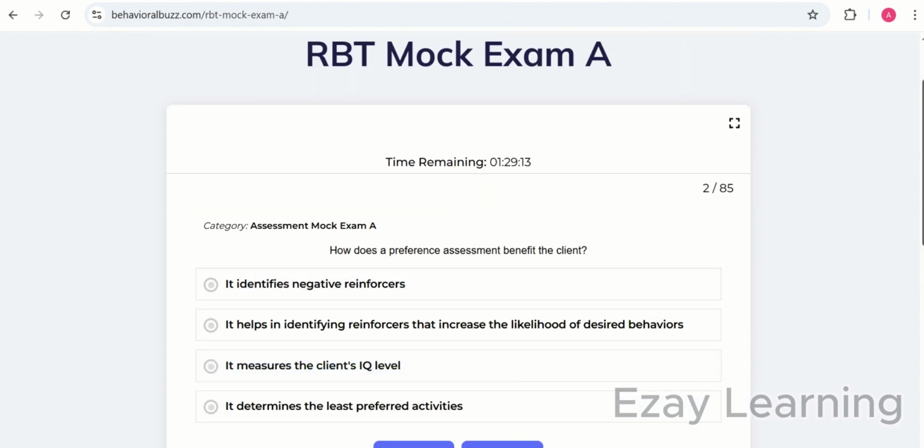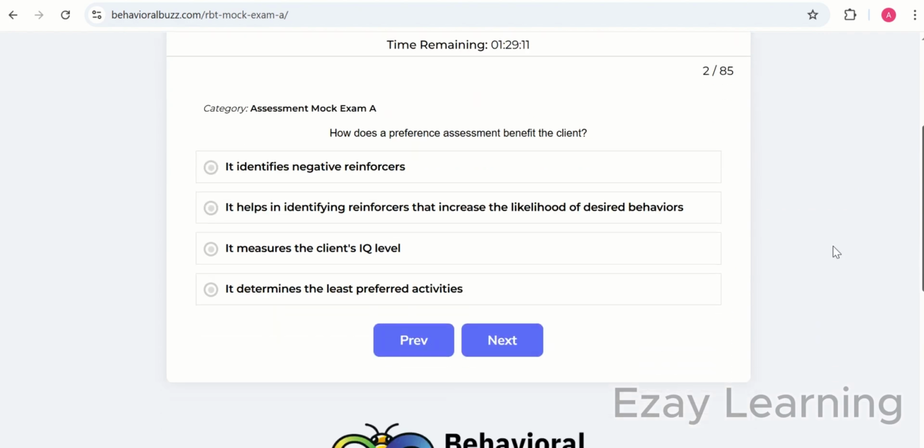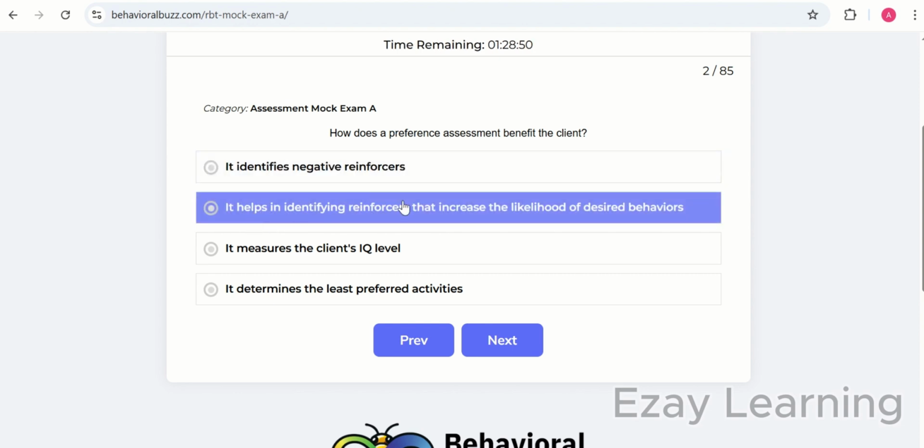Next is, how does a preference assessment benefit the client? Basically by conducting a preference assessment you are identifying the potential reinforcers, which means the reinforcers that may increase the likelihood of desired behavior. So it helps in identifying reinforcers that increase the likelihood of desired behavior.